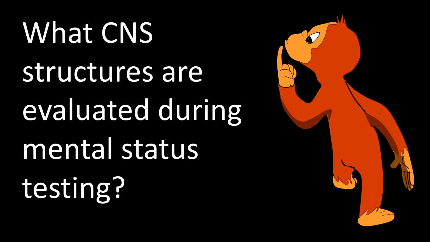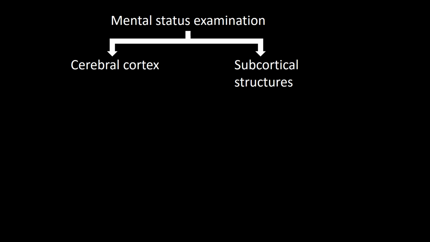As with all other components of the neurological examination, the mental status exam is conducted for the purpose of detecting and localizing neurological deficits. So a fundamental question is, what structures are being evaluated during mental status exam? Mental status examination tests certain areas of the cerebral cortex and some subcortical structures. We will first mention the areas of the cerebral cortex evaluated during mental status exam.